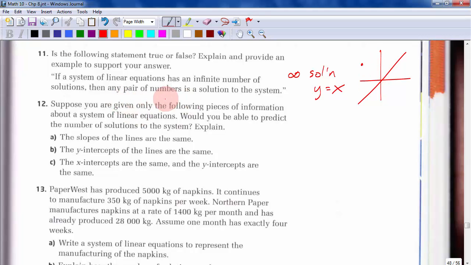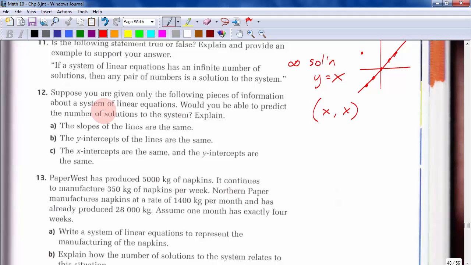It says any pair of numbers is a solution to the system. Well, that's not a solution. The solutions are very specific. It has to be on this line. And we can see that since y equals x, we have x comma x. All these points are solutions.